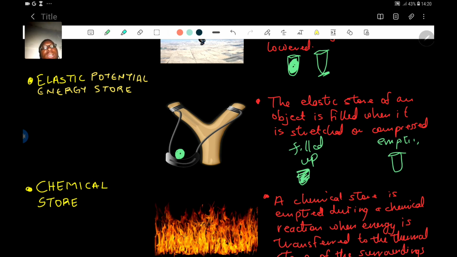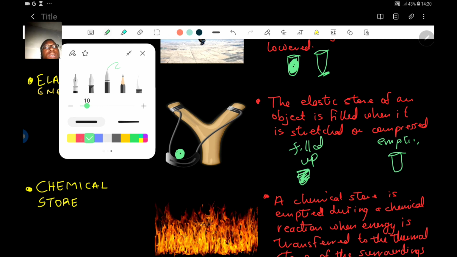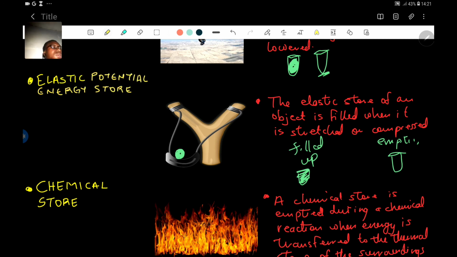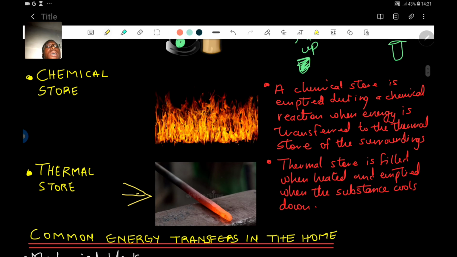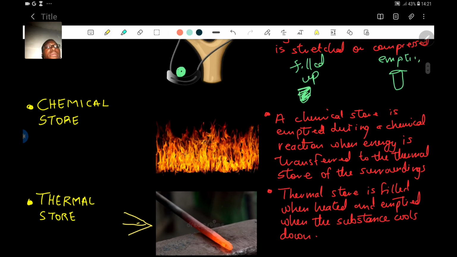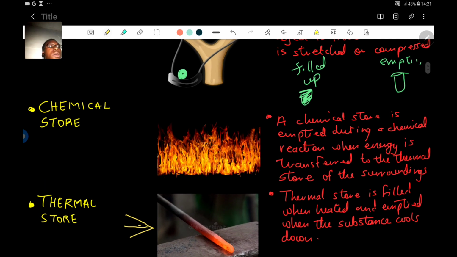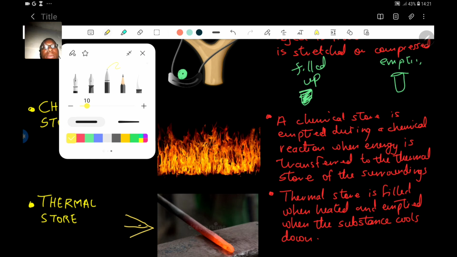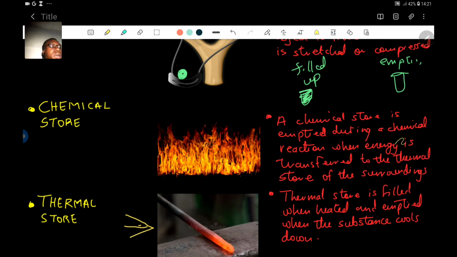Let's just change our color here. Let's go back to yellow. Then you have the chemical store. A chemical store is emptied during a chemical reaction, when energy is transferred to the thermal store of the surroundings.